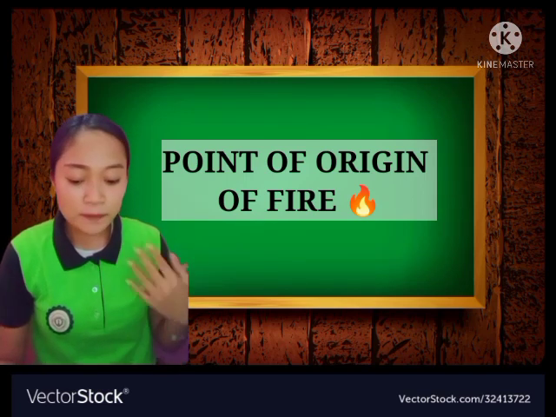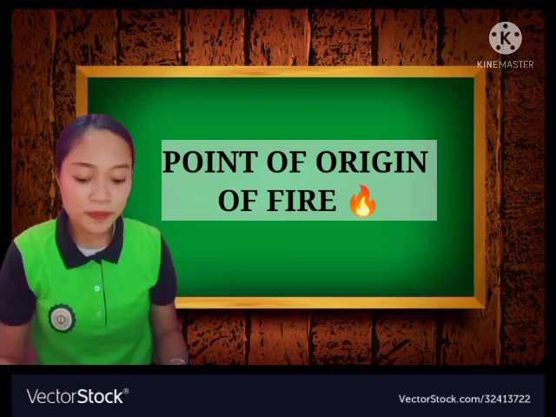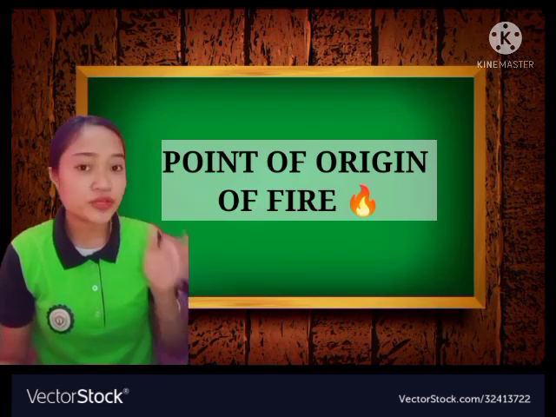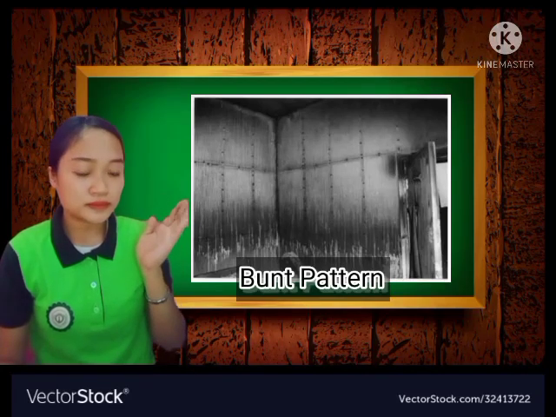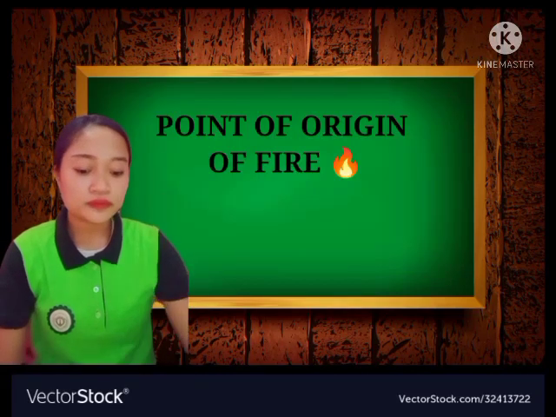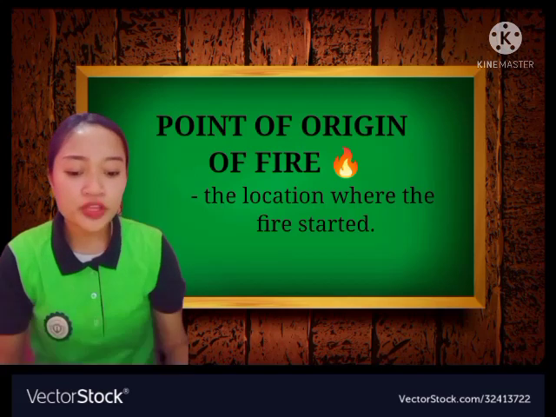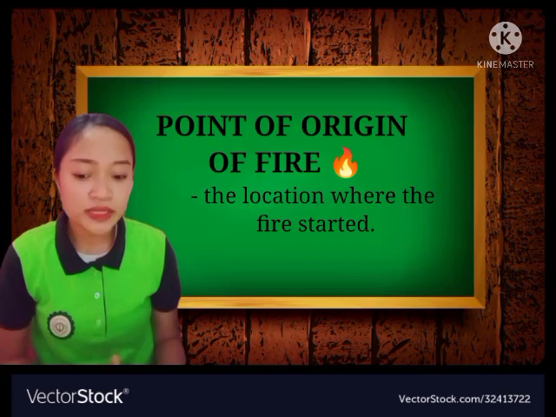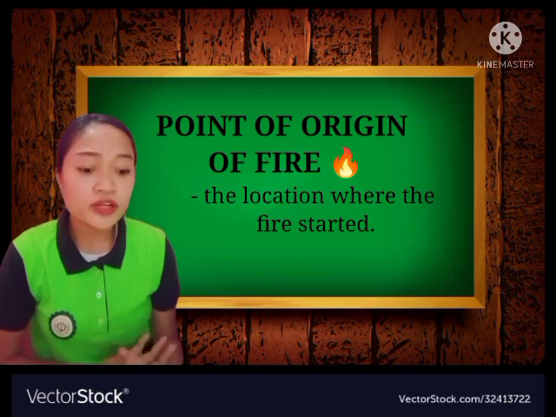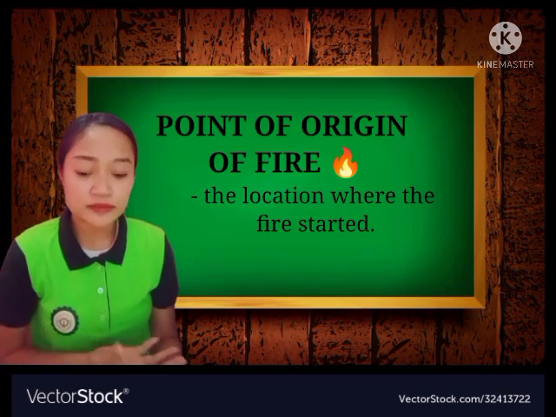So, band pattern is a noticeable pattern created by the fire as it burns, like the example on the screen. So that is band pattern. So here, in point of origin of fire, we need a witness to help determine the point of origin of fire or the location where the fire started.